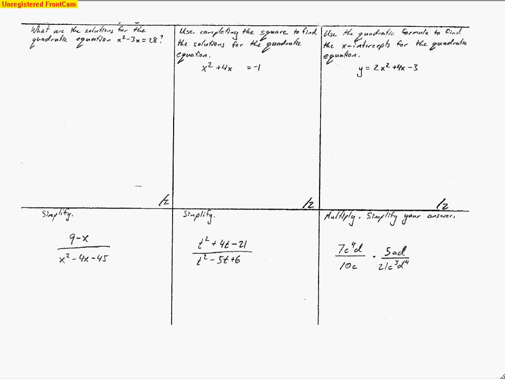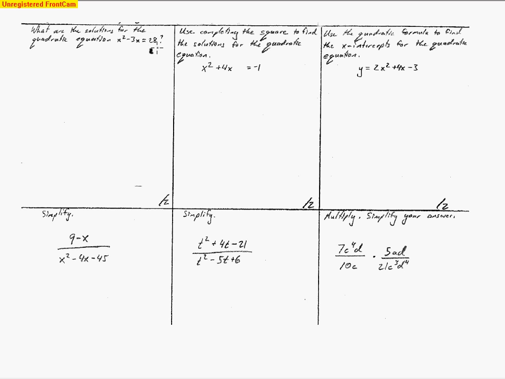These are the first 6 problems on the study guide for the Algebra Test 6, Quarter 3. When we look at the first question, it's asking us what are the solutions for the quadratic equation, and it's x squared minus 3x equals 28. They're not giving us a specific method to use, so if ever I have a choice, I'm always going to go with factoring first.